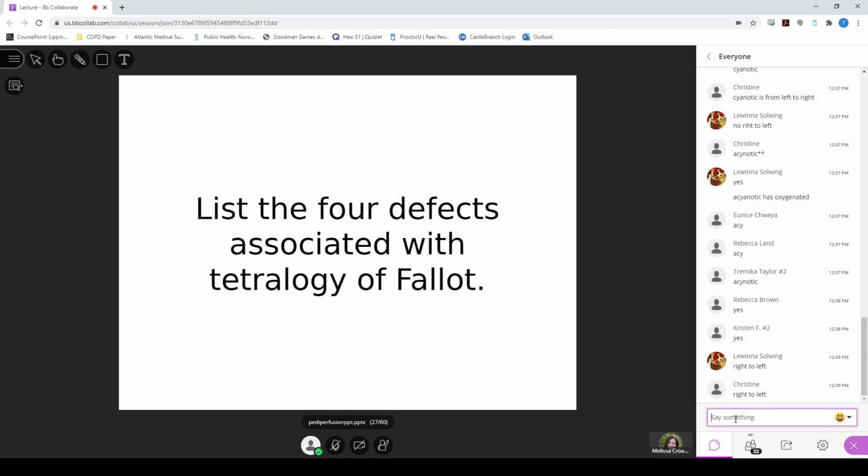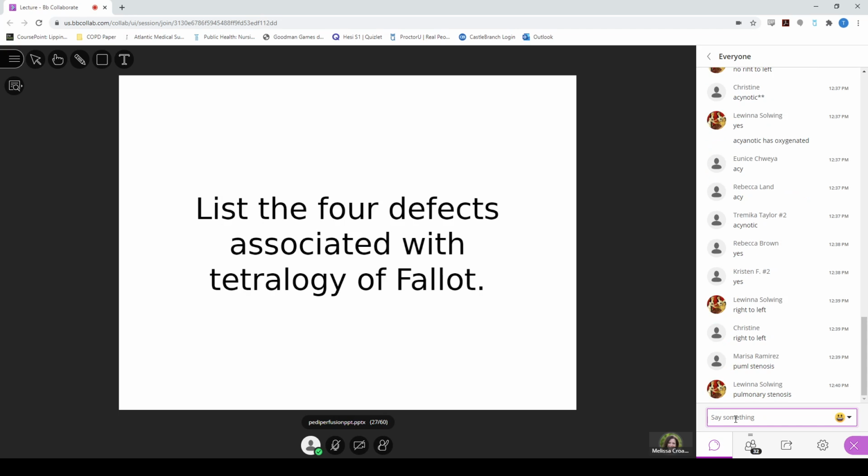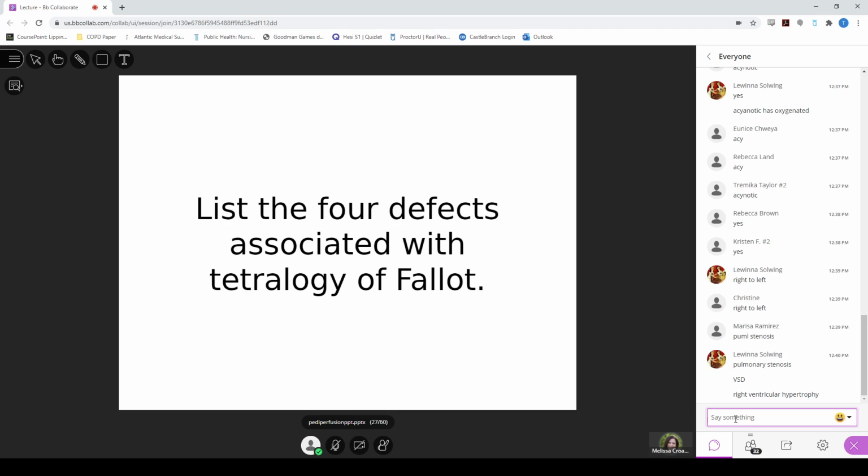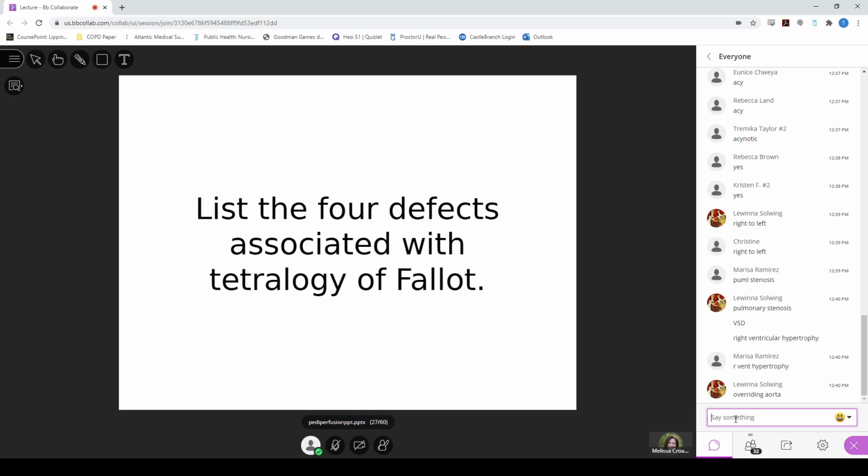List the 4 defects that are associated with tetralogy of Fallot, or TET. Pulmonary stenosis. Okay, we got 1. VSD, there's 2. Right ventricular hypertrophy, yep. What's one more? Overriding aorta. Very good.